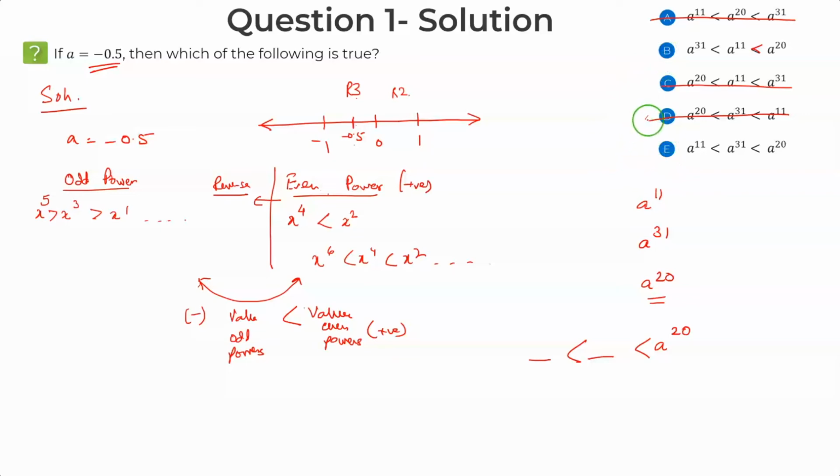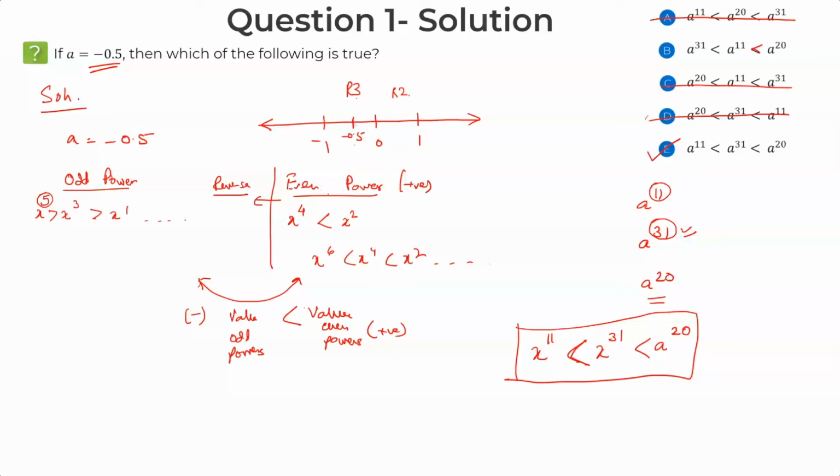Now, if you look at B and E, we need to figure out what happens in case of odd powers. Now, in odd powers, we know the higher the power, the greater the value. Okay. So that means x to the power 31 will have a greater value than x to the power 11, and so this would be our answer. And we'll mark option E, and we are done with this question.